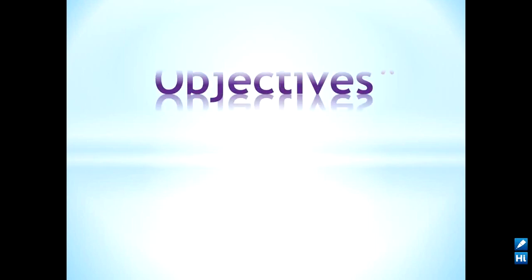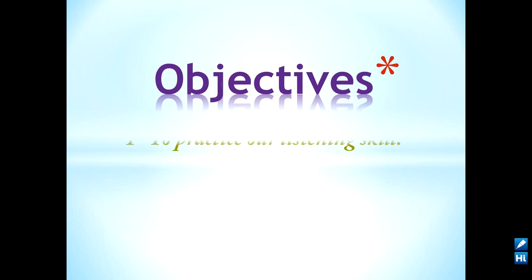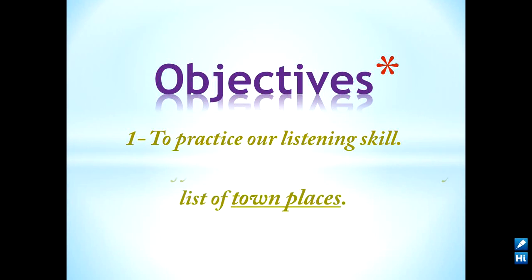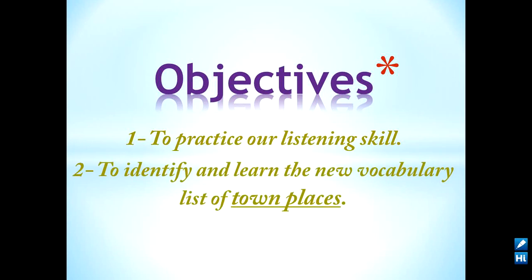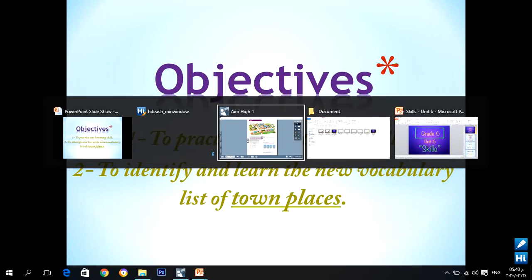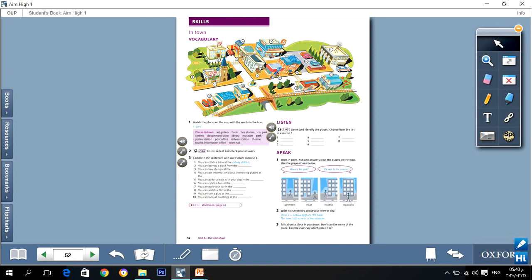Okay, so what about our objectives for this lesson today? Our objectives are, the first one is to practice our listening skill. And number 2 is to identify and learn the new vocabulary list of town places. So please open your student's book, page 52, and let's start.